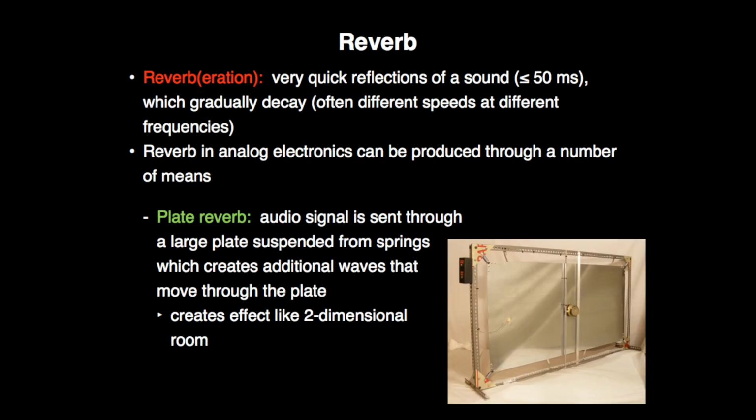Then there are plate reverbs. Now in a plate reverb, it works really similarly. The audio signal is sent through a large plate that's suspended from springs, which you can see on the slide there. There's a transducer attached to the middle of that plate, which sends the sound through the plate. And then these additional waves are created as they move through the plate. The difference between a plate reverb and a spring reverb is a spring only has 1 dimension, length, whereas the plate has 2 dimensions, length and width. So plate reverbs sound a little bit more realistic because they sound like a room that has 2 dimensions. Imagine a room that has length and width but no height.